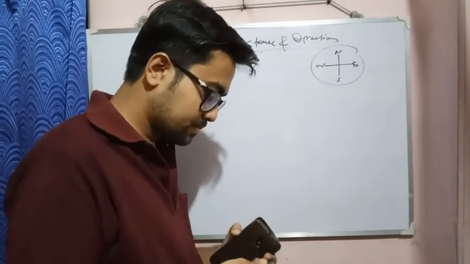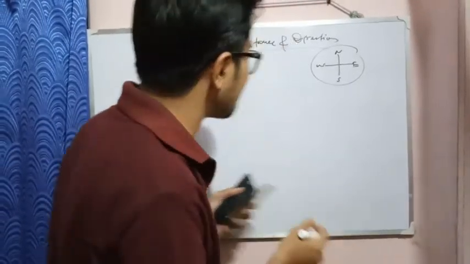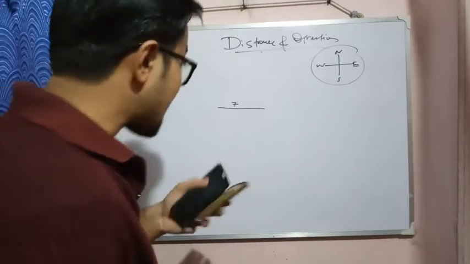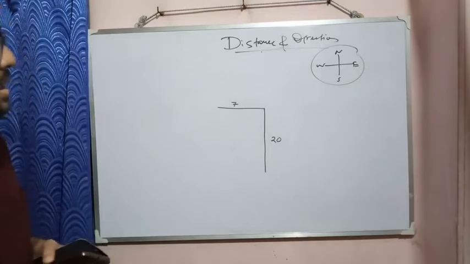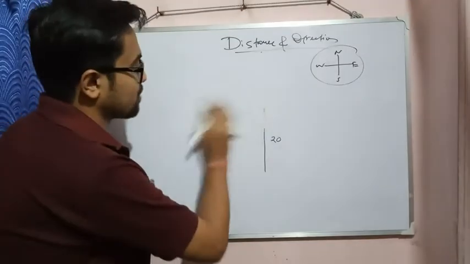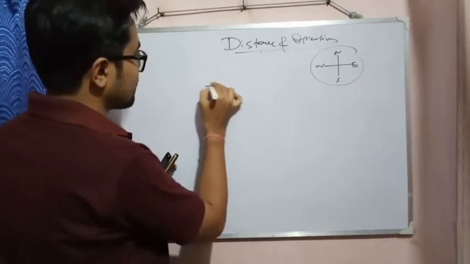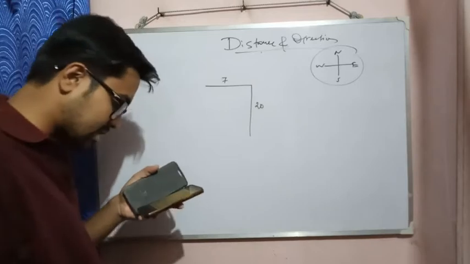Please listen to my words. I will not write down the questions. I will just explain here. Okay. Lucky walks 7 kilometers in east direction. Then he turned to his right and moved 20 kilometers. 7 kilometers in east direction, 20 kilometers in right direction.